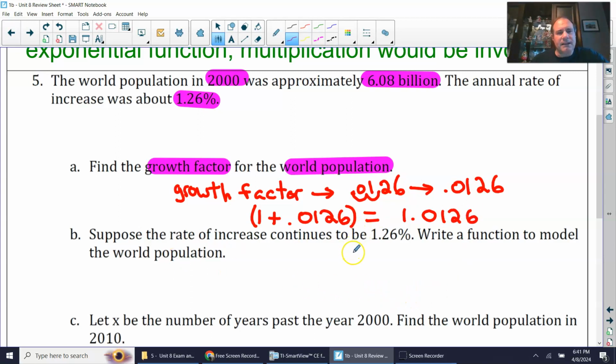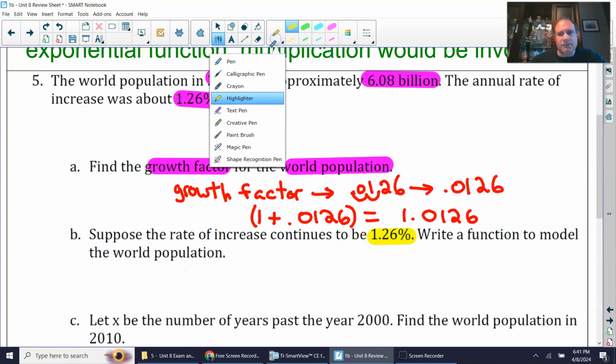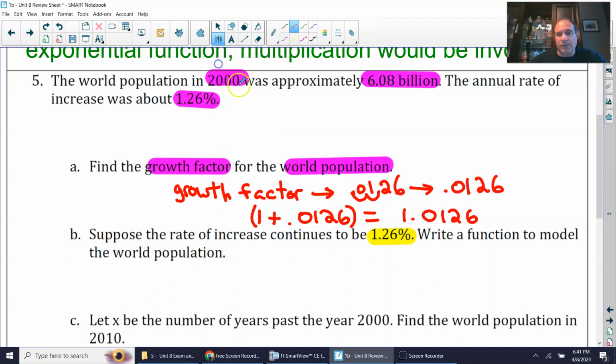Suppose the rate of increase continues to be 1.26%. Write a function to model the world population. So this is y equals, and then so the A is 6.08 billion.